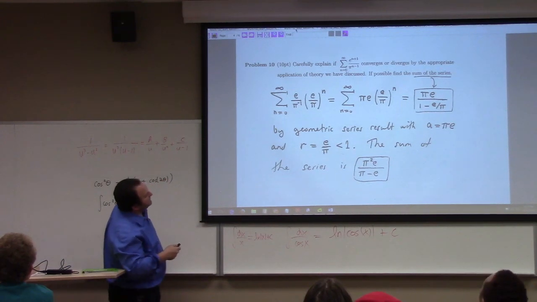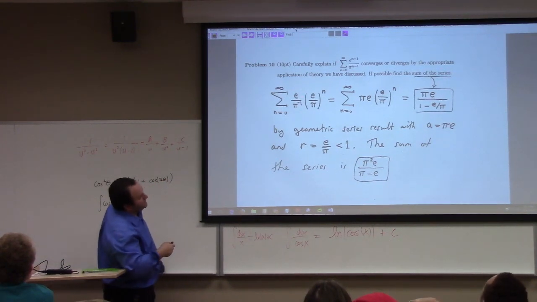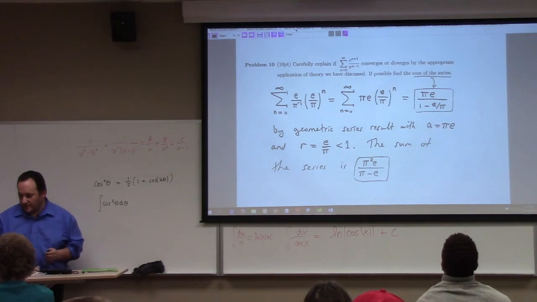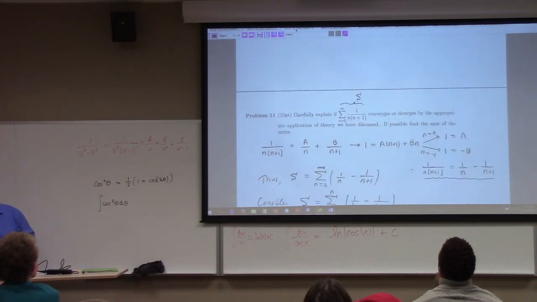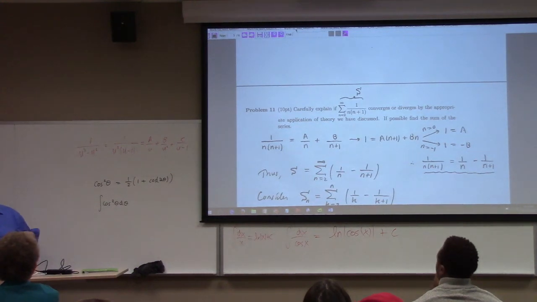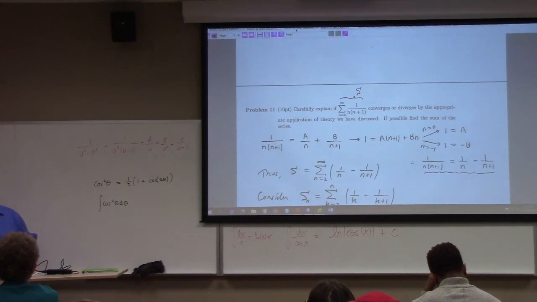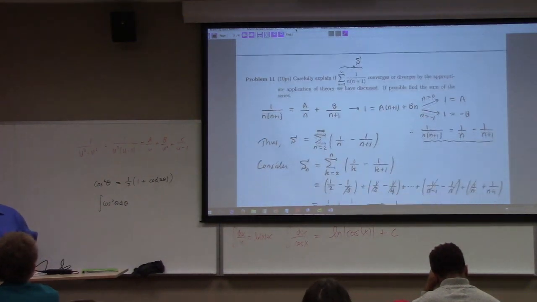Let's see here, what was this one? Oh, this is a geometric series, right? So how can you test whether or not a series is geometric? You just take the nth term, divide by the n plus 1th term. If when you do that, you get a constant independent of n, it's geometric. So just take the ratio of successive terms if it works.